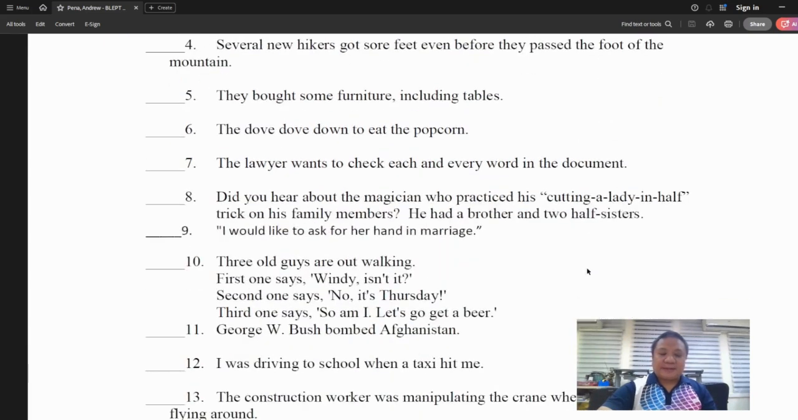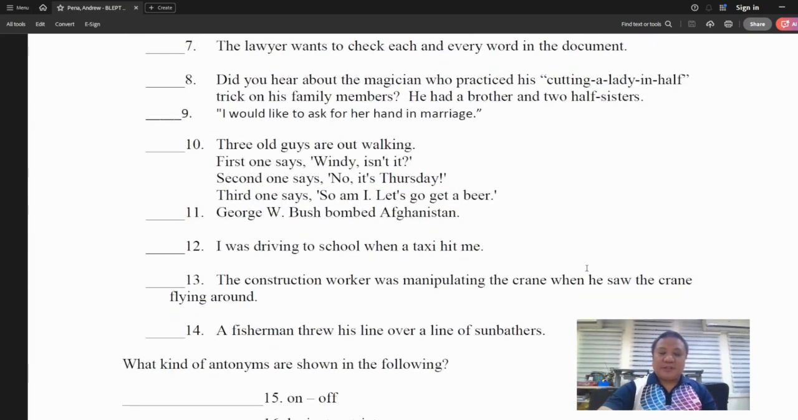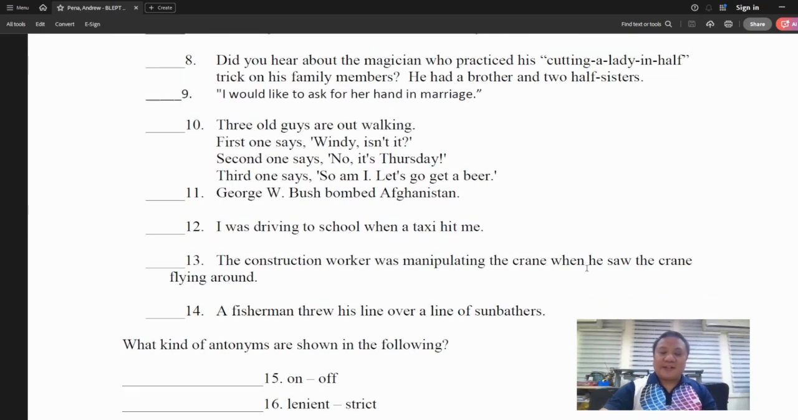Number 8, did you hear about the magician who practiced his cutting a lady in half trick on his family members? He had a brother and two half-sisters. For number 8, it's A, polysemy, because half-sister could mean physically half or relationally half, because only one parent out of two are biologically related to them.